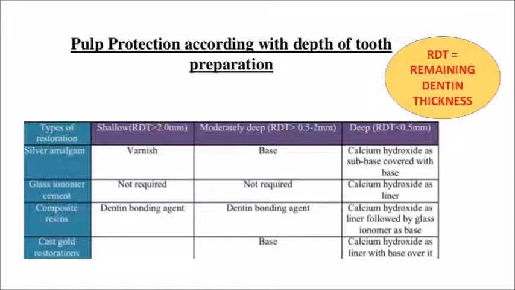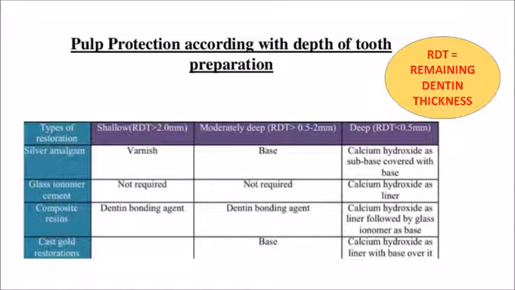Considering silver amalgam, varnish, base, or calcium hydroxide as sub base covered with base can be given for shallow, moderate as well as deep preparations. Whenever there is a shallow preparation, silver amalgam should have varnish. For glass ionomer, nothing is required, and for composite resin, you can apply a dentin bonding agent. In moderately deep preparations, for silver amalgam restoration, you can have a base. For glass ionomer, you do not need anything. For composite, you can have dentin bonding agents. For cast gold restorations, you can have a base.